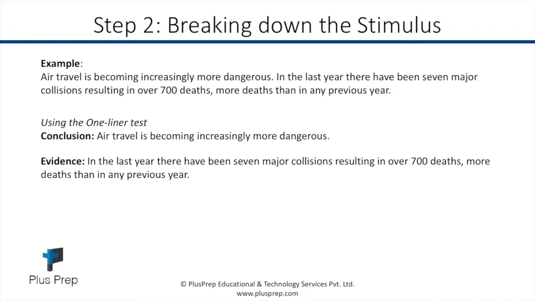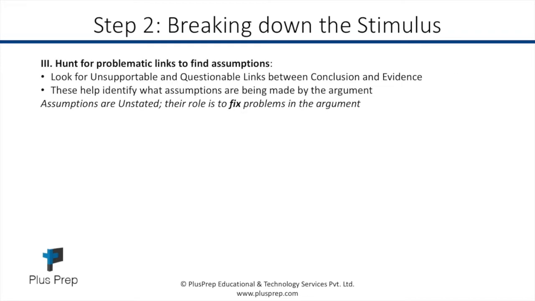Great. We will come back to this argument in a bit, but let me take you to the next stage of breaking down the stimulus. So we found the conclusion, we found the evidence, and once you've paraphrased both of those, the next step is to compare them and hunt for problems. Now, why hunt for problems? Well, remember that the assumption's role is to fix a problem in the argument. It's very easy to find the assumption if you can intuitively find the problem in the argument itself. We are usually much better at finding issues with an argument than finding out what the assumption or presupposition that the author makes inherently, right?